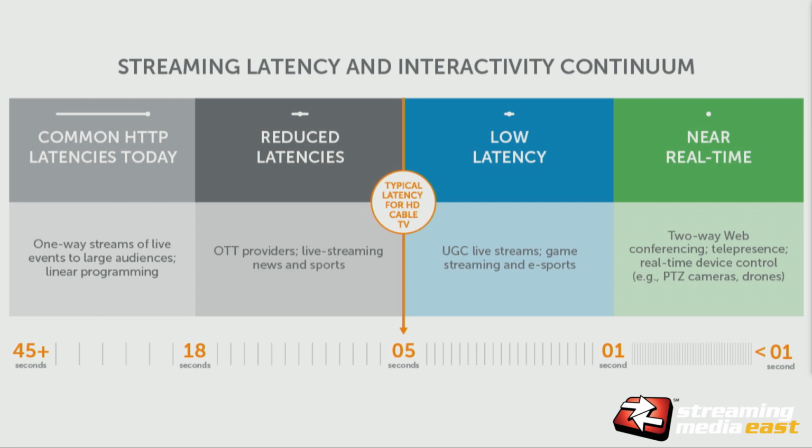Low latency, 5 to 7 seconds, is typical latency for HD cable TV. And so we call low latency anything faster than that. And this is for live streams, game streaming, esports. Sometimes you want to try to match that 5-second delay if you're streaming television content, so it matches up with what people are seeing if they're watching on TV. You want to be shouting goal at the same time as your neighbor if you're watching a sporting event.